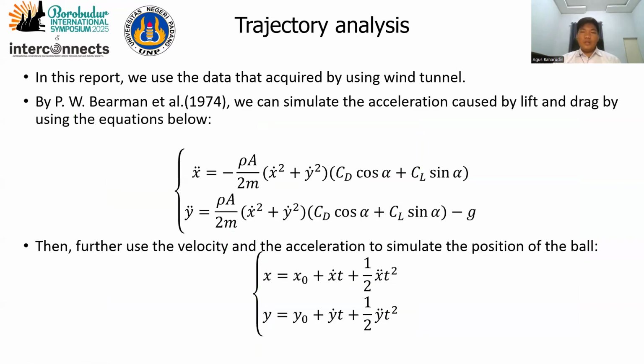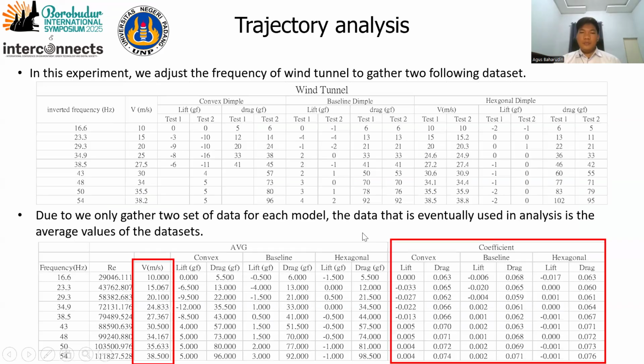Next, we will move to the trajectory analysis. For the trajectory analysis, we will simulate by using the following formula. As I mentioned before, we can get the data for the lift and drag force by using the wind tunnel, and by using the corresponding data, we can calculate the lift and drag coefficients for the different dimple patterns with respect to the different flow velocity.